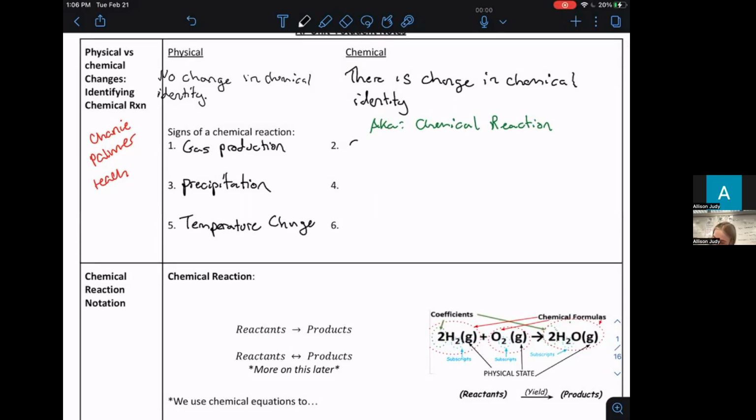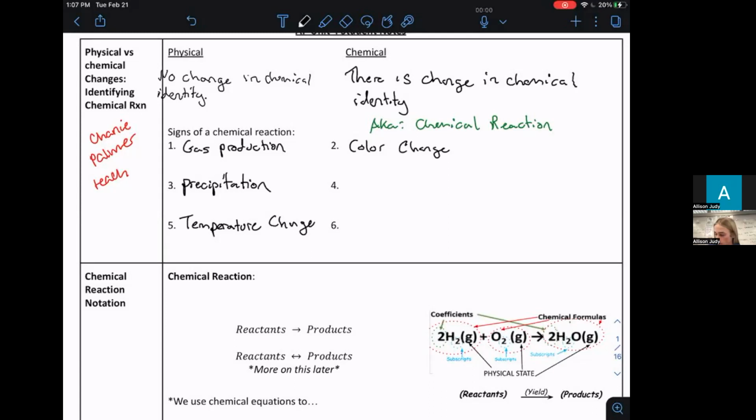Another sign is a color change. Obviously, if you mix a pigment into something, it's changing color and that's not a chemical reaction. But if you're mixing solutions that previously didn't have a color and suddenly you're seeing color appear, that's probably because you've created a new compound that has a specific color.